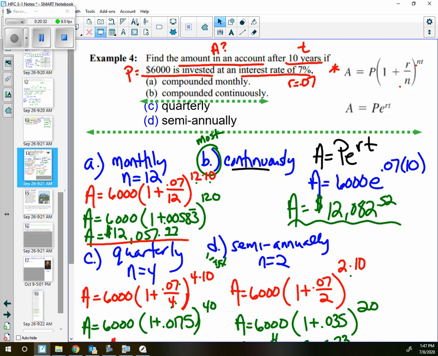Now, what we assumed here though too is we didn't do any deposits or withdrawals, right? So we didn't add any extra money in along the way. We didn't withdraw or take any out. We just assumed the money was sitting there. Obviously, if you put more money in as you go, you will also end up with more money at the end.